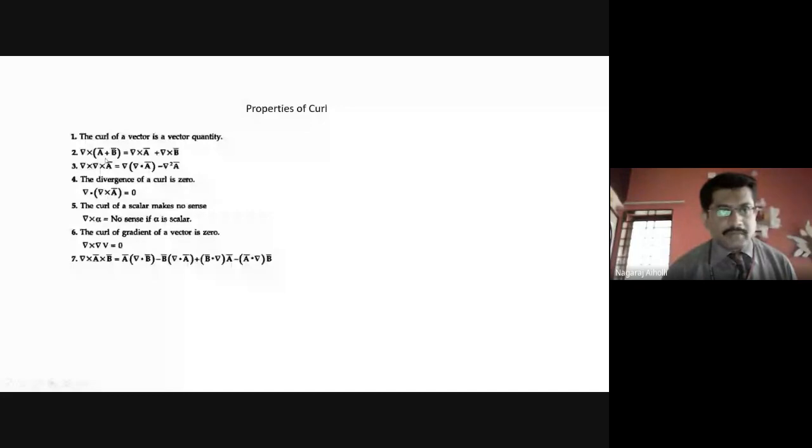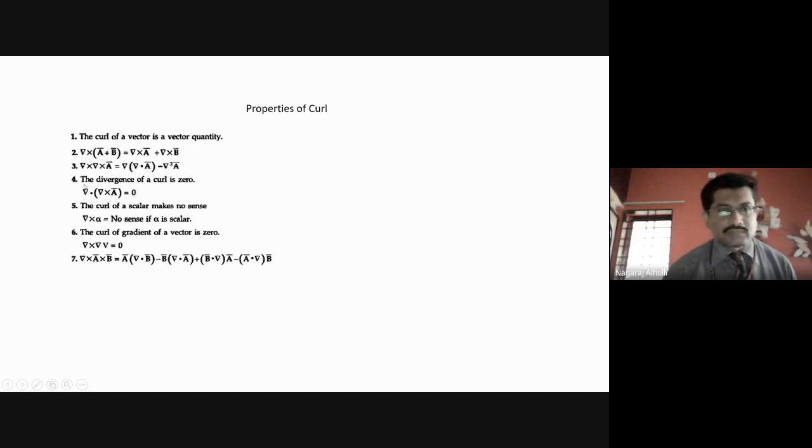Del cross of a bar plus b bar is expanded as del cross a bar plus del cross b bar. That is curl of the sum of the two vectors, it is equal to the curl of the first vector plus the curl of the second vector. Then del cross of del cross a bar, the curl of a curl of a vector. Cross product means it is always the curl. This is del of, that is gradient of, the divergence of a bar. If there is no dot or cross product here, then it is treated as gradient. So del of del dot a bar, the gradient of the divergence of a bar, minus del square a bar.